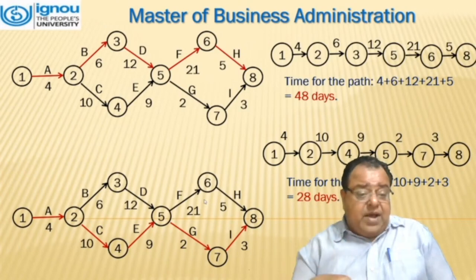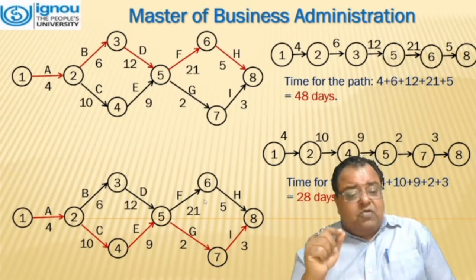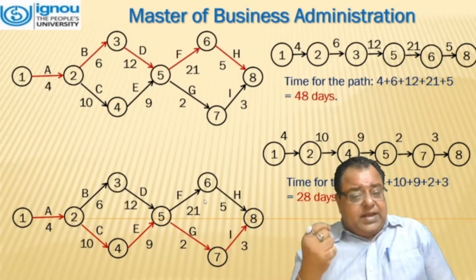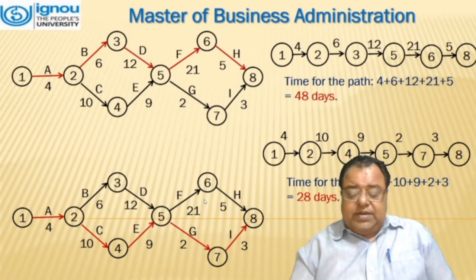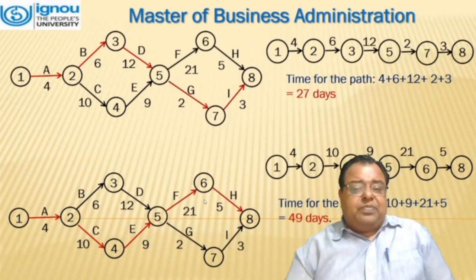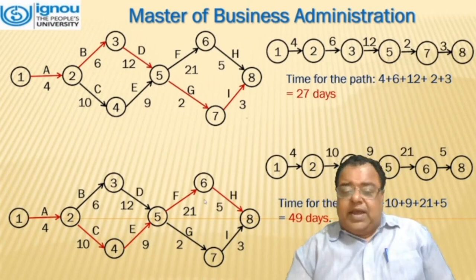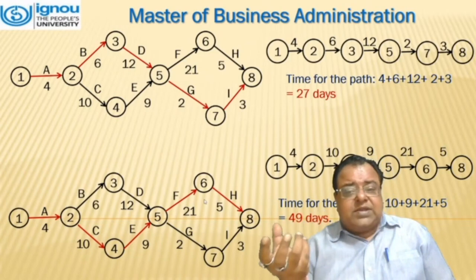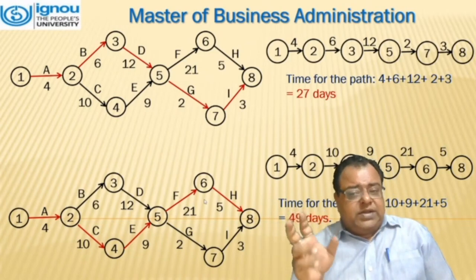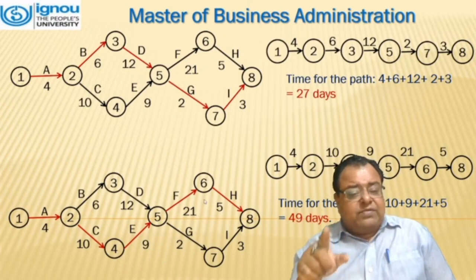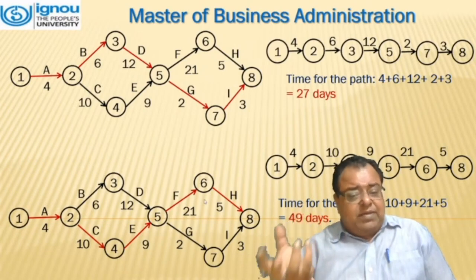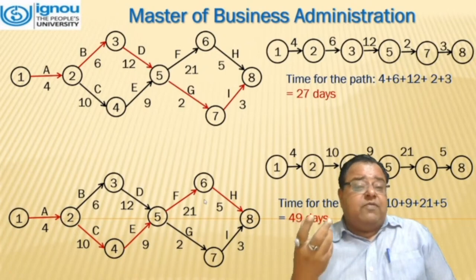Similarly, for the second path, we have 1, 2, 4, 5, 7, 8, and the times are 4 plus 10 plus 9 plus 2 plus 3, which comes out to be 28 days. Third loop, it is 1, 2, 3, 5, 7, 8, and when we total up this time, it comes out to be 27 days. And the fourth loop, 1, 2, 4, 5, 6, 8. When we sum the time, it comes out to be 49 days.